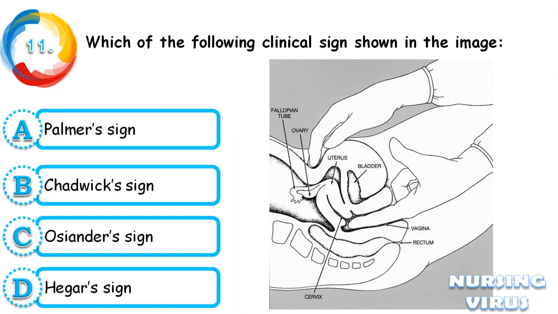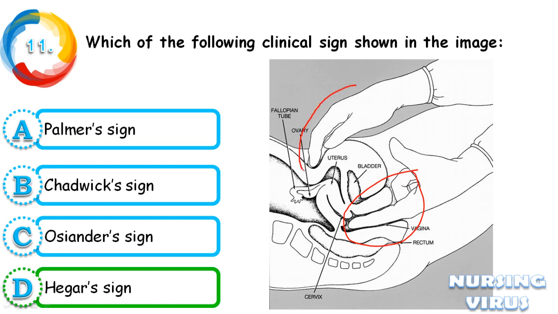And the 11th image, which of the following clinical signs is shown in the image? That is Palmer sign, Chadwick sign, Osiander sign, and Hegar's sign. So here the correct option is Hegar's sign. In the image, what they are performing is called a bimanual examination. How we need to perform it: the 2 fingers in the anterior fornix. So 2 fingers will be inserted inside the vagina and 2 fingers below the uterus per abdomen.